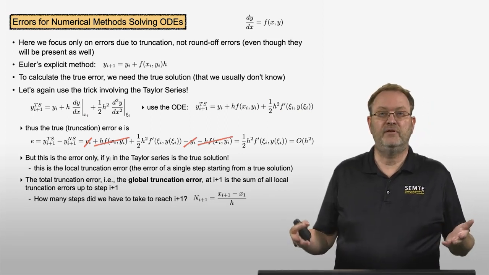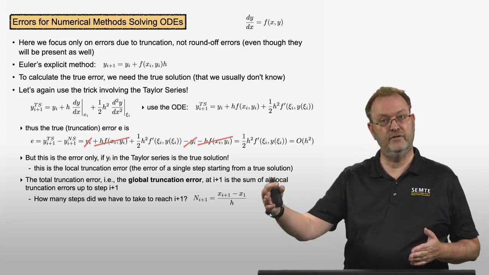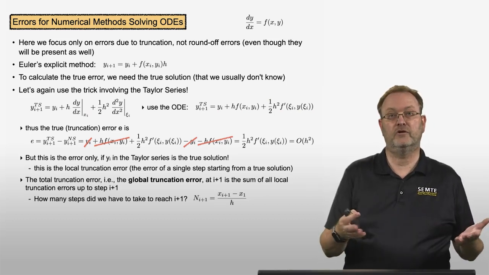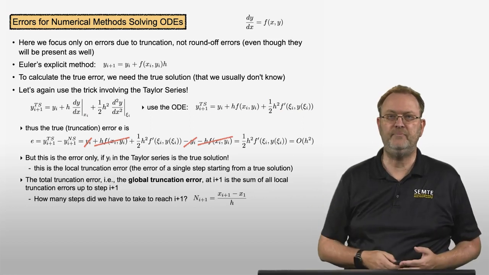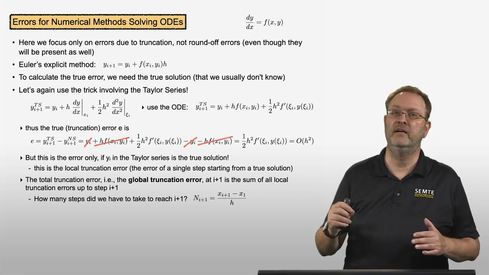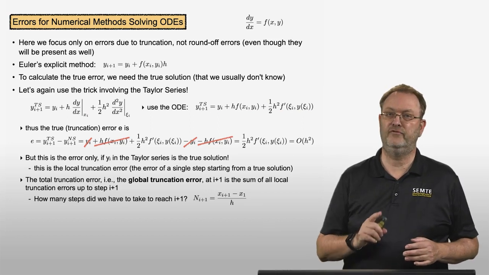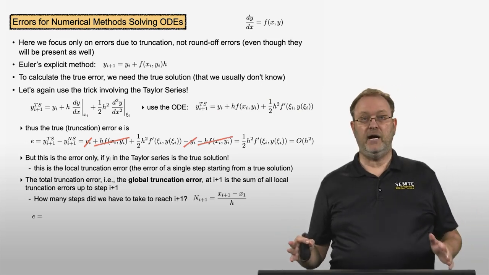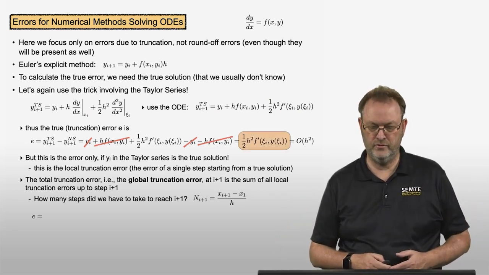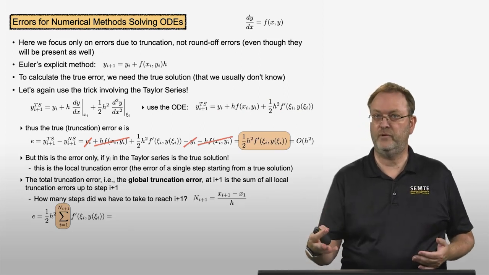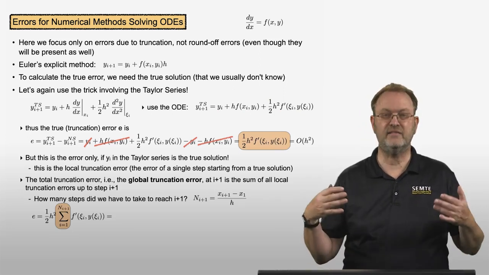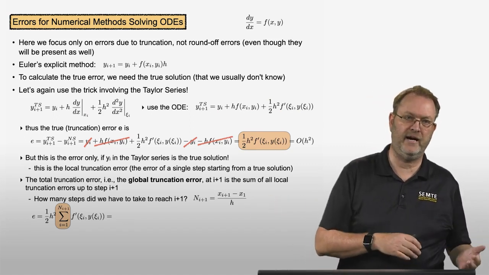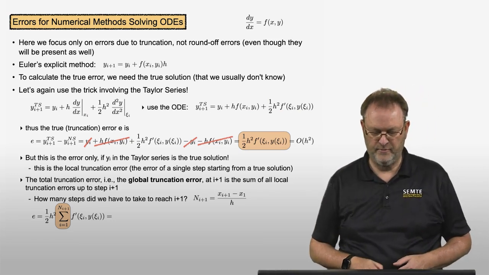Well, the number of steps is the x location at i plus 1 minus my start location from the initial constraint, x1, divided by the step size, h. And this kind of assumes that we do a constant step size h from one point to the next. Now that means then that my error is equal to a half times h squared, but now times the sum of all of these f primes from all the prior steps. So from i equal to 1 to n sub i plus 1.